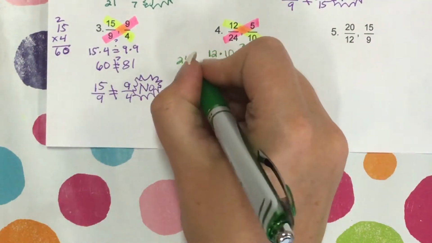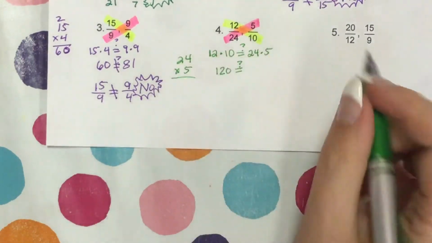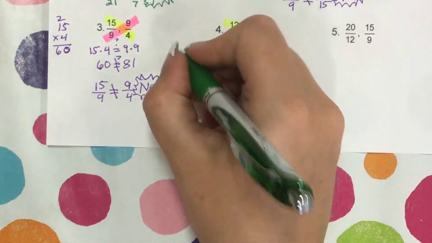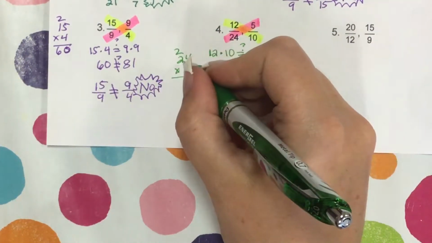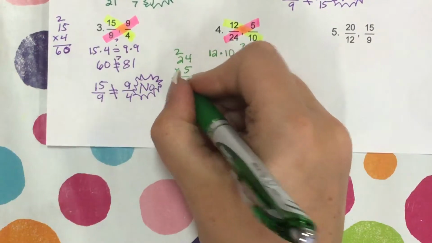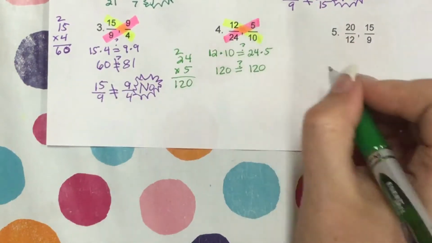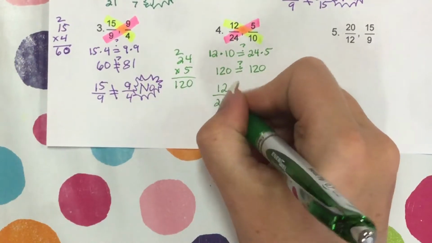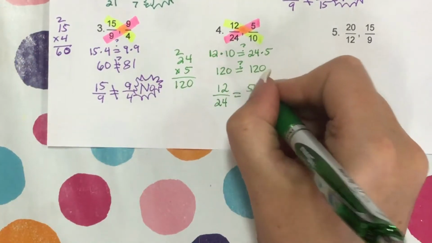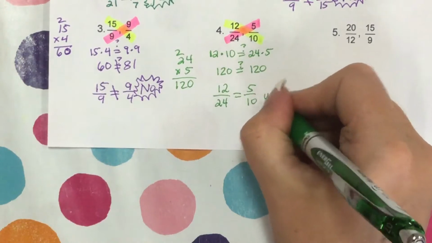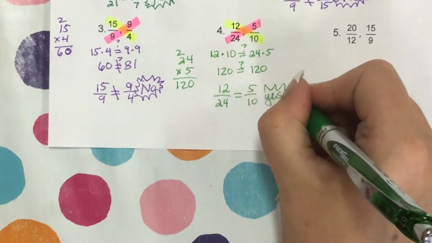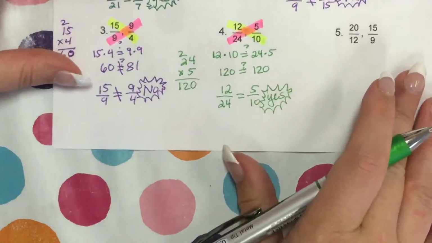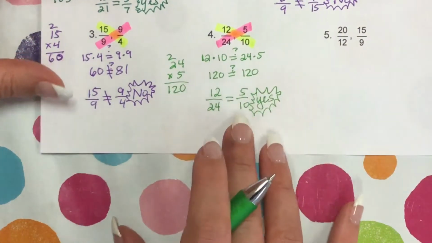So I'm going to go to the side, 24 times 5. Let's see what that is. 5 times 4 is 20, write the 0, carry the 2. 5 times 2 is 10, plus 2 is 12. Hey, so that equals. So that means that they are proportional. So 12 over 24 is proportional to 5 over 10. So yes, they are proportional. Okay, if you got that one right, great job.